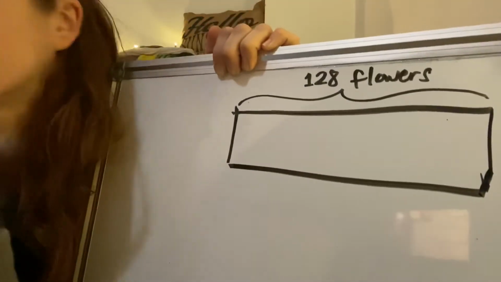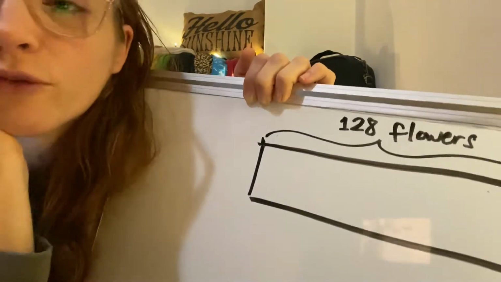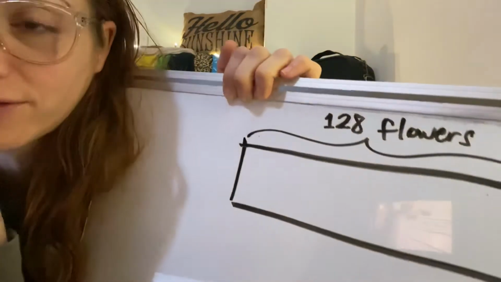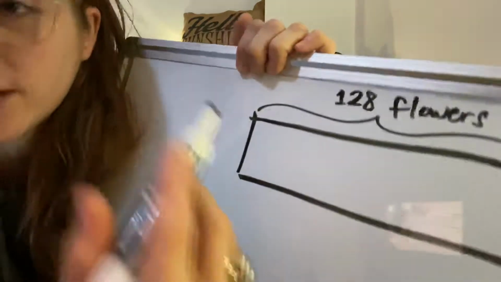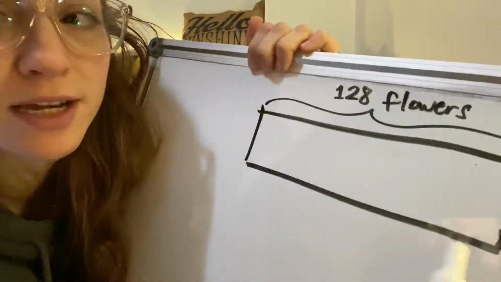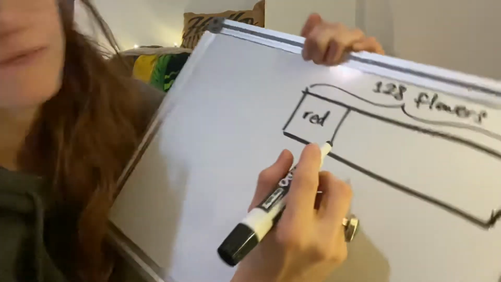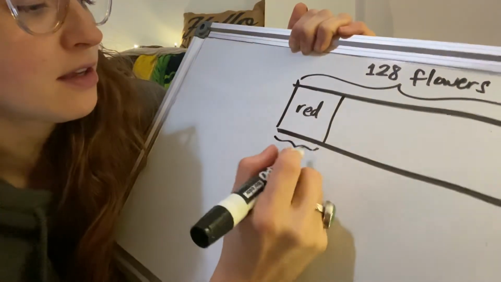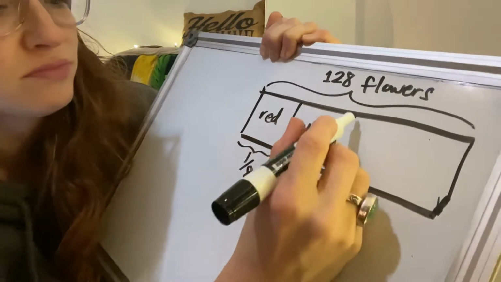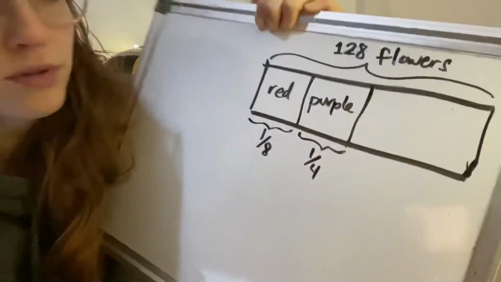So now the information says we have 1/8 of the flowers are red, 1/4 of the flowers are purple, and 1/5 of the remaining flowers are pink, meaning we need to look at the remaining flowers. We have red, we have purple, and we have the remaining, okay? So let's label that real quick. We have red, and 1/8 of all the flowers are red. We have purple. 1/4 of all the flowers are purple.